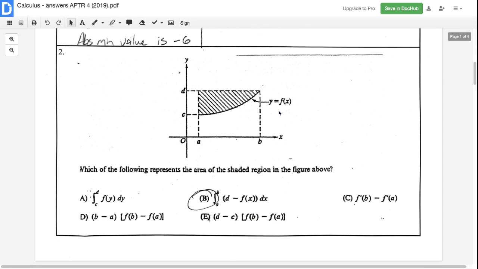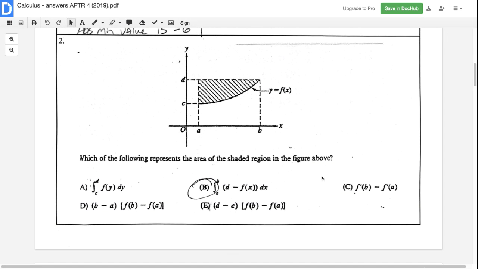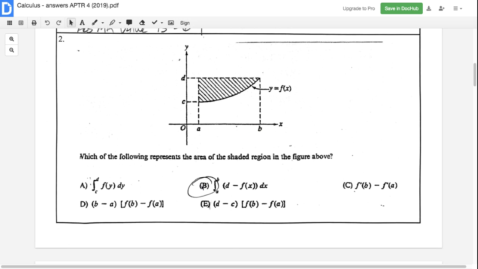Number 2, which of the following represents the shaded area? So we're just finding the area between two curves. So that's going to be top minus bottom. So the top is D, the bottom is f of x. So D minus f of x, and we're going from A to B. So that's why we like B.